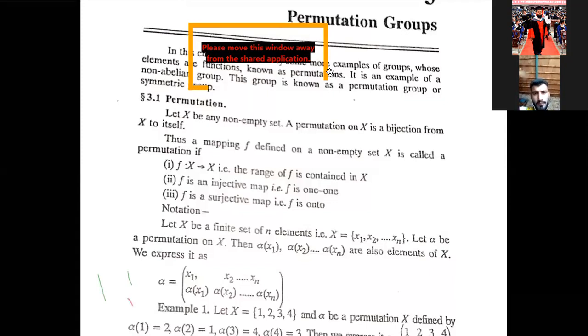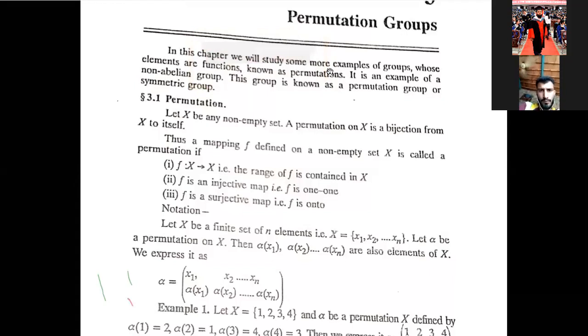So in the second row, the first element is 2. What is the image of 2? Alpha of 2 is 1, so 1. What is the image of 3? It is 4, so 4. The image of 4 is 3, which is written as 3.